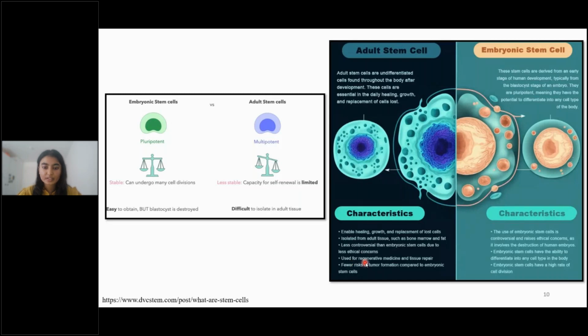Adult stem cells are used for regenerative medicine and tissue repair. There are fewer risks of tumor formation compared to the embryonic stem cells. For the embryonic stem cells, the use is controversial and raises ethical concerns, because obviously we are going to take embryos from humans, right? So ethical questions arise. Embryonic stem cells have the ability to differentiate into any cell type, right? And they have a high rate of cell division.